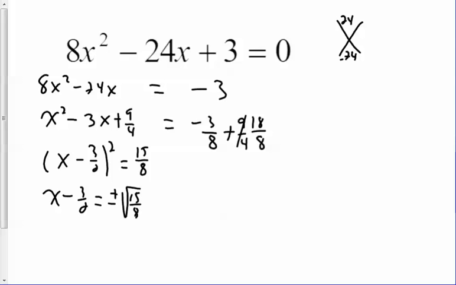And then what I'm going to do is add 3 halves to both sides. So x is equal to 3 over 2 plus or minus radical 15 over 8. Now I know that seems a little bit uncomfortable. There's a little more polishing up we can do, but that will work for now.